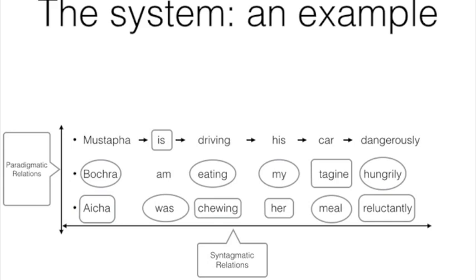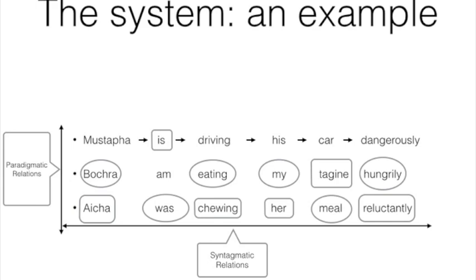You have verbs, nouns, adjectives, etc. But for example, you can't put "am" instead of Mustafa. You can't say "am is." You can't say "Mustafa is driving his car tajin." It doesn't work. You have to use an adverb that modifies the verb there, dangerously. Instead of dangerously, you can say fastly or quickly or slowly or whatever. So this is the system.